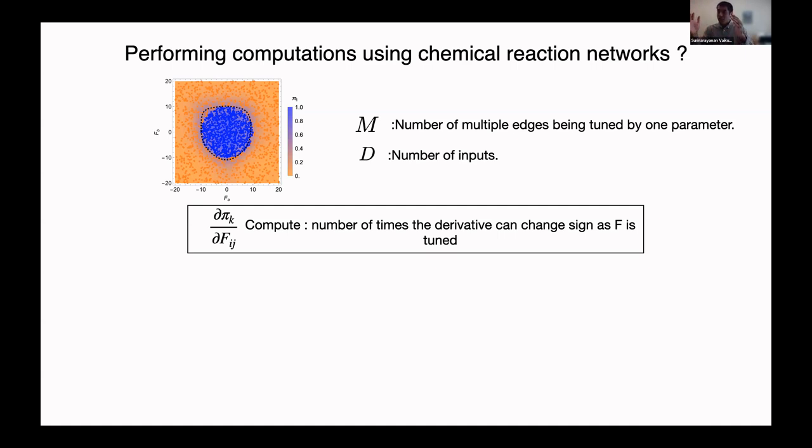We saw that when M is 1, if only one input is allowed to affect things, this was 0. It can't change the sign at all. And so we can ask, does this thing get better if M increases?